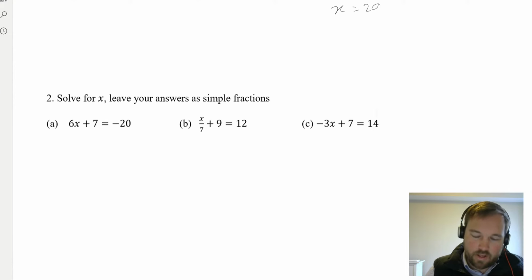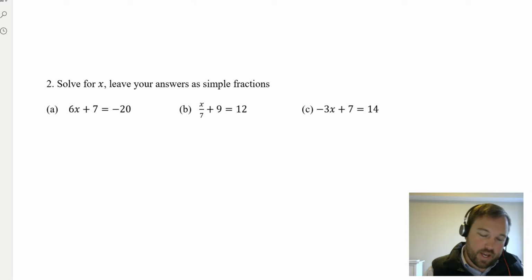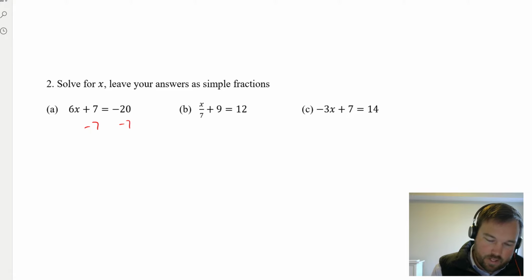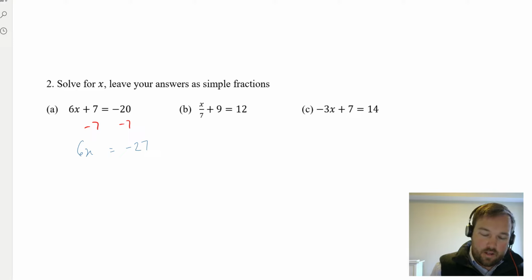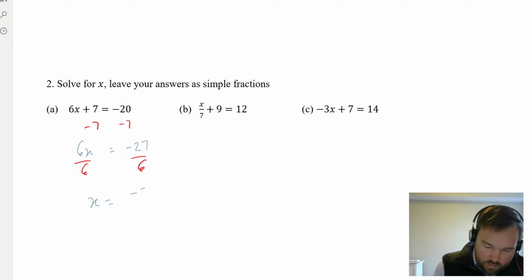Alright, same again, we're unwrapping in towards the x, so ditching the 7 first. Take 7, take 7. 6x equals -27. So -20 take 7 takes you down to -27. Divide 6, divide 6. So over 6, over 6. X equals -27 over 6.